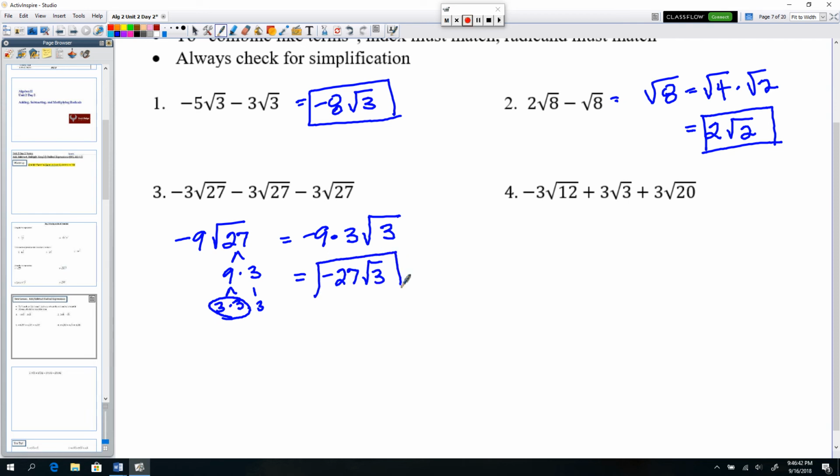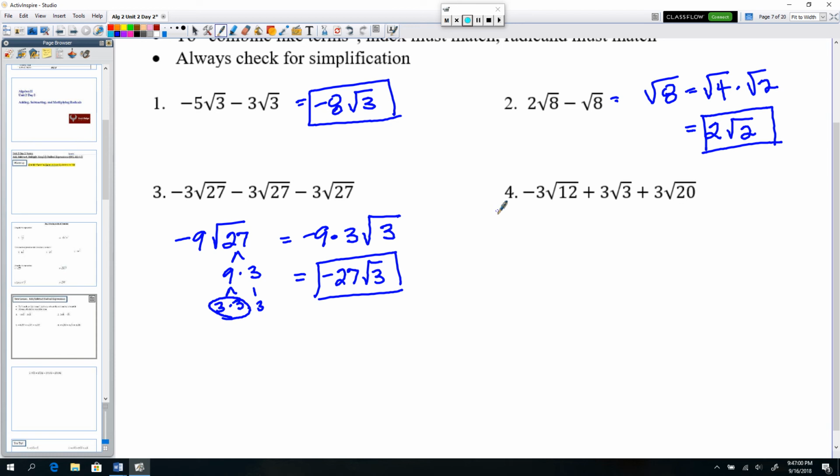Some of you may wonder, what if I pulled 9s out of all of these first? That's totally fine. If you did that, you will end up with the same thing. If you wanted to simplify each individual thing first, that's totally fine. I just saw that they were all matching, so I took them out all at the same time.